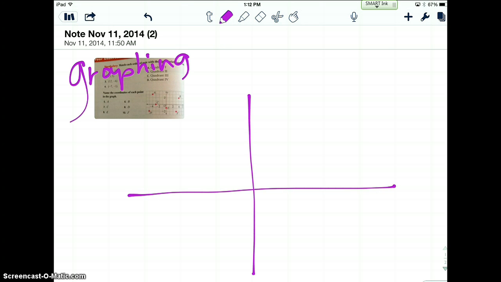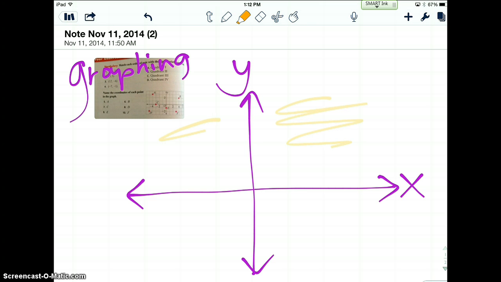So here's a Cartesian plane. They're just number lines stacked on top of each other. One of them is labeled the X number line, and the other one is the Y. Then it cuts up the plane into four areas, and the areas have names.